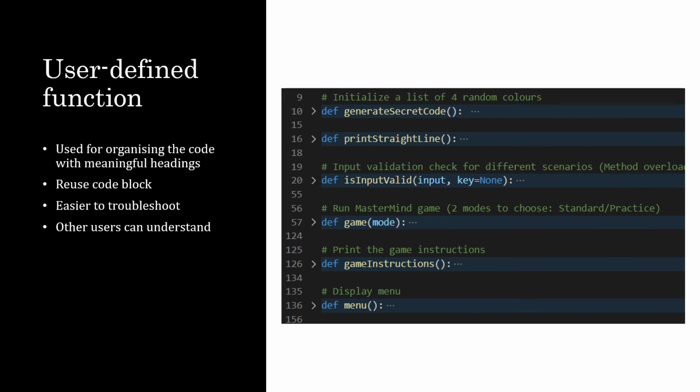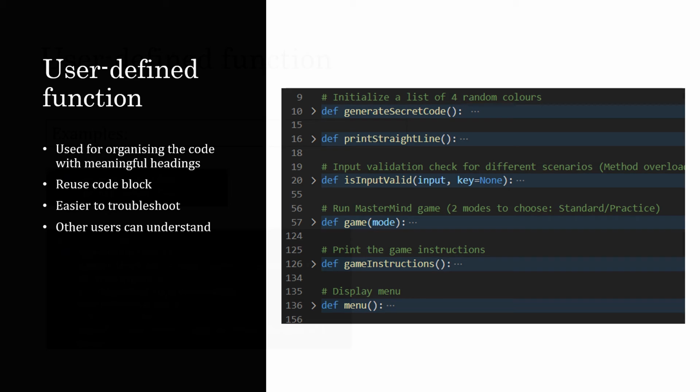Last but not least, I will be talking about the usage of user-defined functions. User-defined functions are useful in organizing the code and labeling them with meaningful headings. Other users using the program can understand the code better by looking at the function's name. It also allows users to reuse code blocks instead of retyping the code. Additionally, it will also be easier to make changes or to troubleshoot the program when there's an issue.